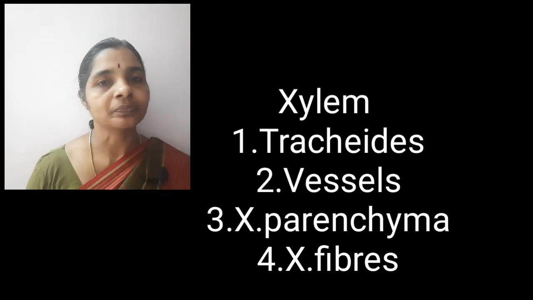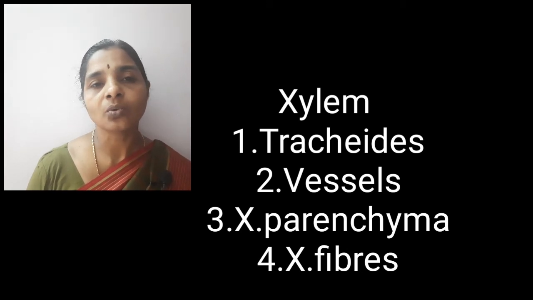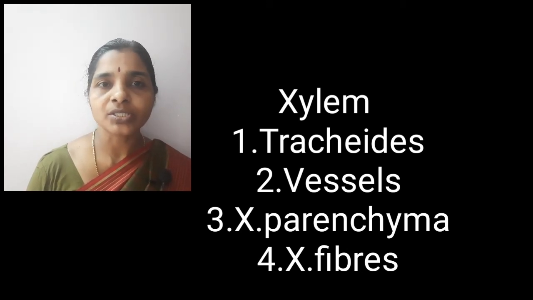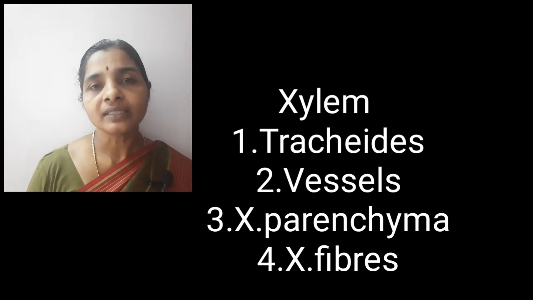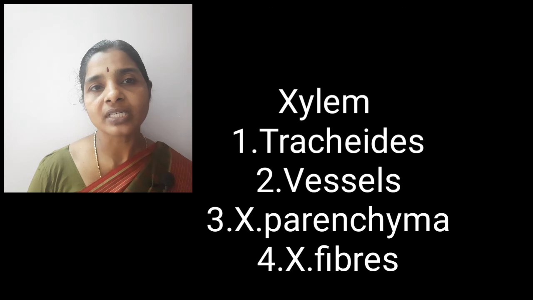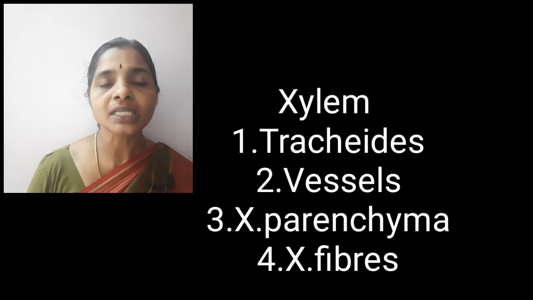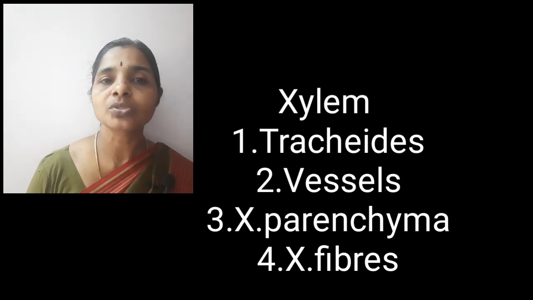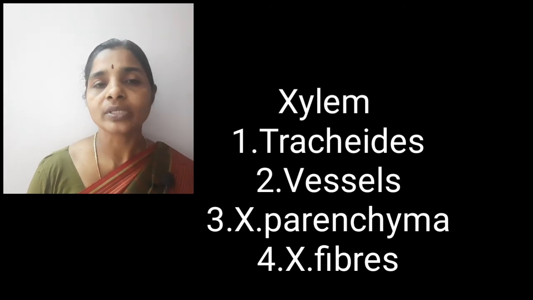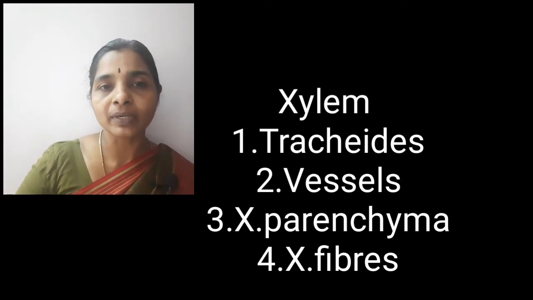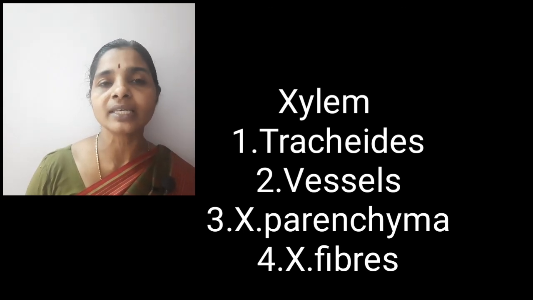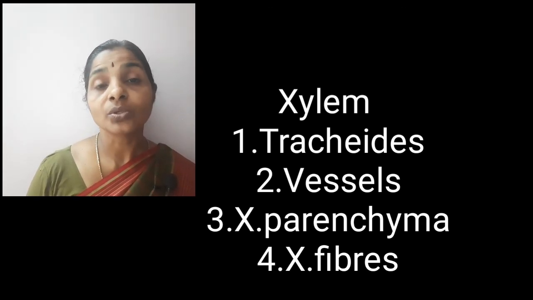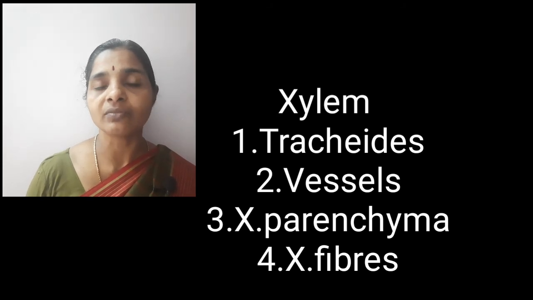First, we can study the xylem tissue. Xylem is one of the complex permanent tissues and is a part of the vascular bundle. What is its main function? Mainly it helps in the conduction of water and minerals from the root towards the upward region. So it conducts water and minerals only upward, that means only in one direction. The conduction is unidirectional.